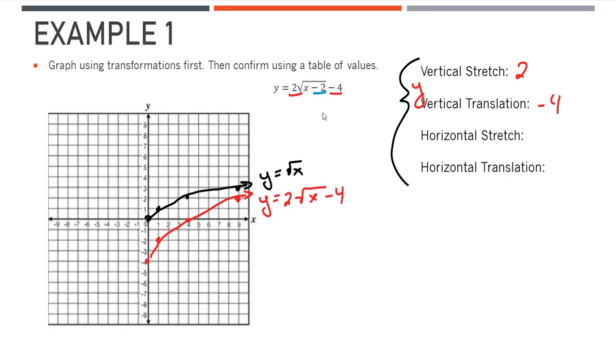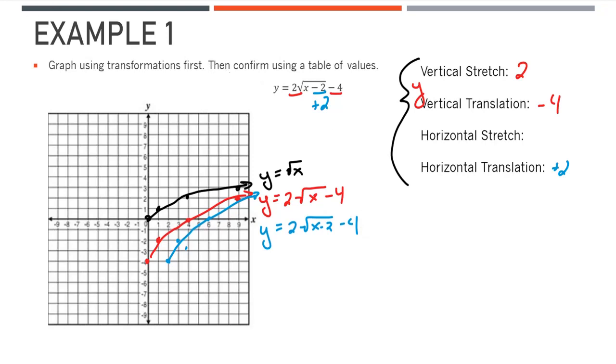We have this -2, but that's actually a +2. So our horizontal translation of +2, meaning I'm going to take each of these points and shift them 2 to the right. So this point will go here, here, shift right 2, shift right 2. Oh, this is a little bit off the graph. So then we can go and graph our final. And so that's going to be, again, labeling it 2 square root x minus 2 minus 4.